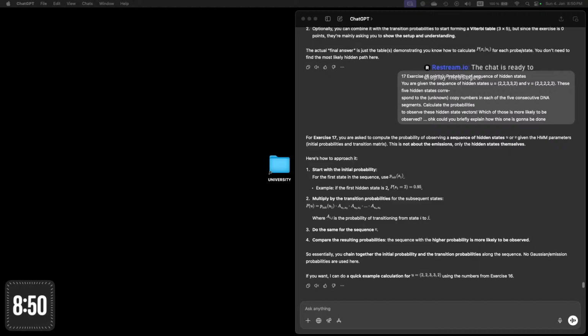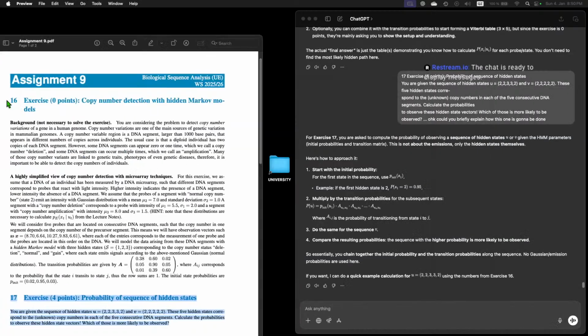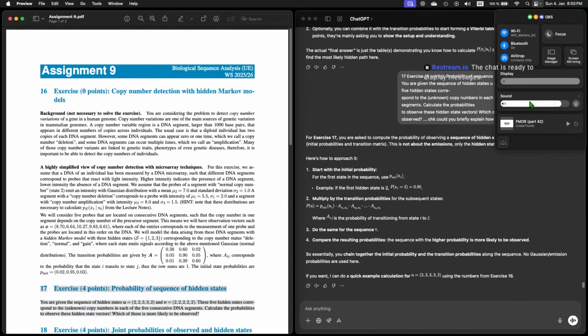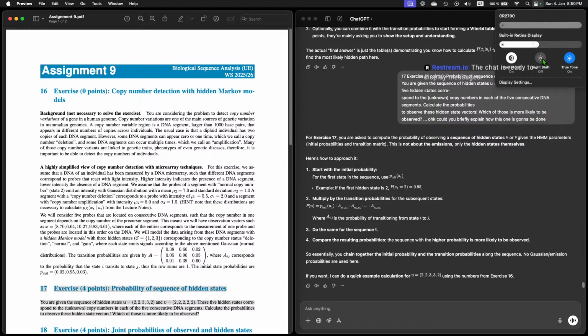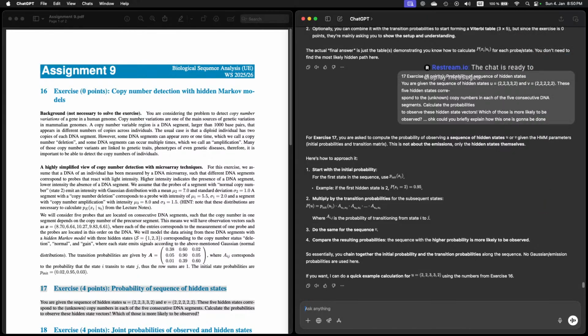Where is the assignment sheet? There we go. It's too fucking bright, bro. So I have to multitask this because it's not just that I have to do the assignment. I have to send some emails.